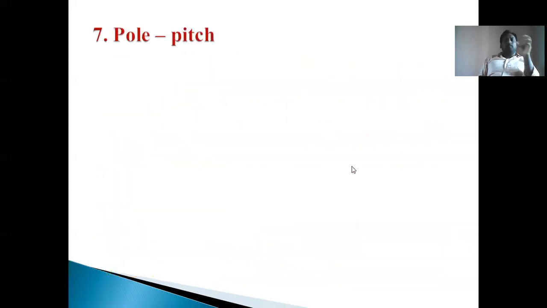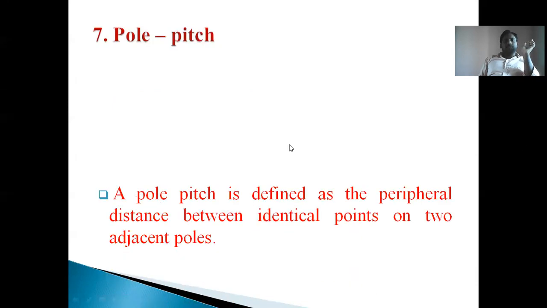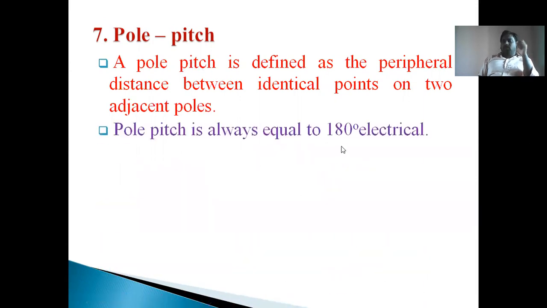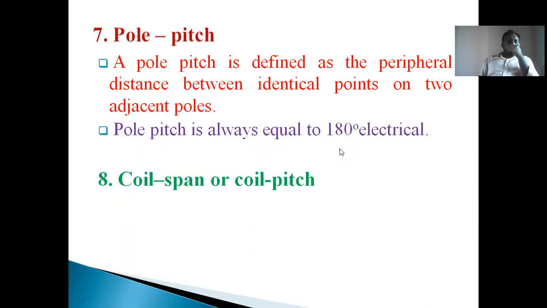See here, pole pitch. What is meant by pole pitch? We already discussed this in this series. The distance between any two adjacent poles. Otherwise, pole pitch is defined as the peripheral distance between identical points on two adjacent poles. Identical points means if you consider one reference point on one pole and another on the next pole, the distance between those two reference points is called pole pitch. Generally, this pole pitch is 180 degrees, always 180 degrees electrical. And coil span or coil pitch means the distance between two coil sides.